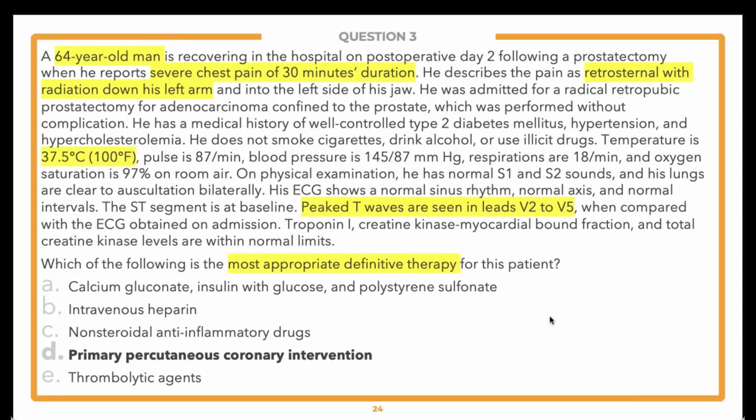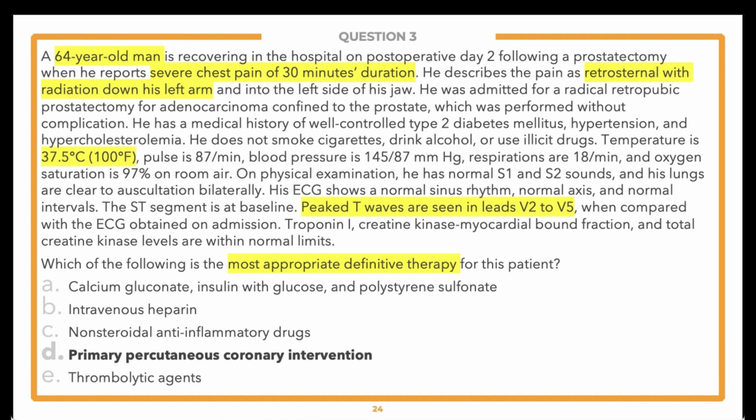So let's look at the question here. Let's break it down. Let's talk about why you have to take this person for cath, right? So remember I said, whenever I have 2 out of 3 of the criteria, I need to act. So I need to have symptomatic, classic cardiac pain. So he's got retrosternal chest pain, radiating down the arm, severe pain. This is good enough to be called cardiac chest pain.